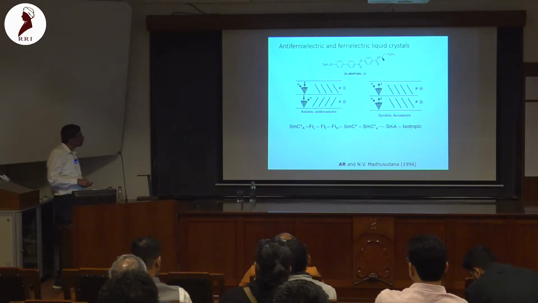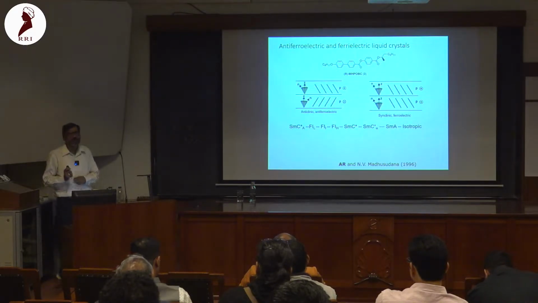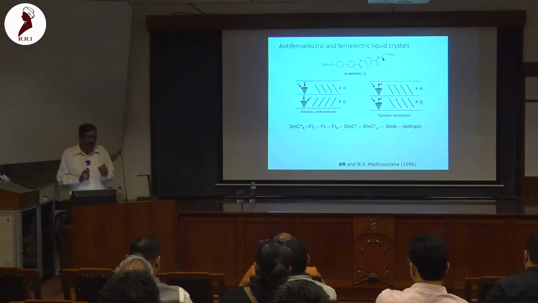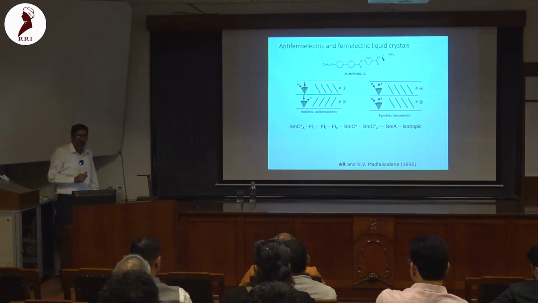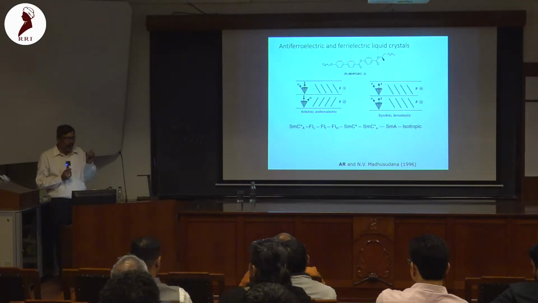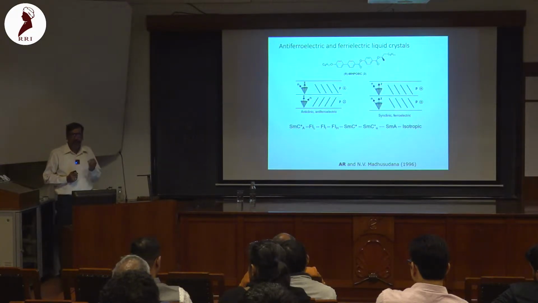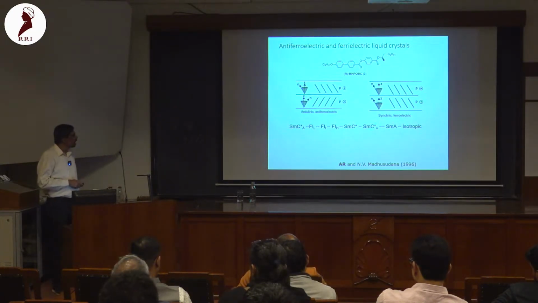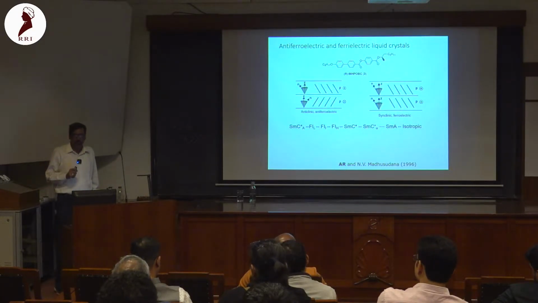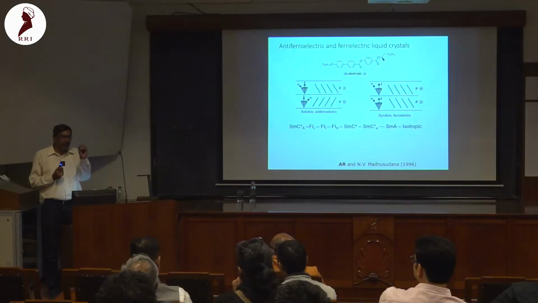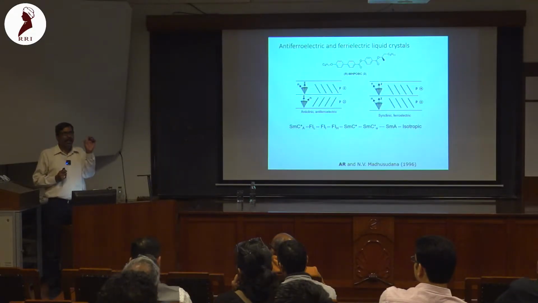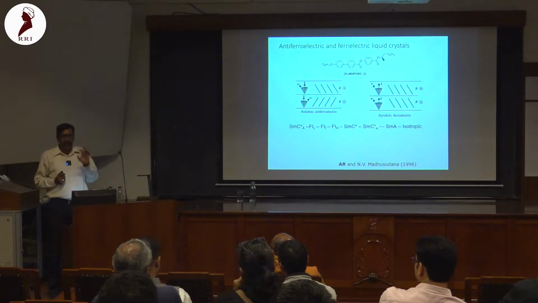And the transitions between these phases, most of them are weak first order. When you go from this phase to this phase, for example, and you do a study of heat transfer between the transitions, that's called latent heat. So you will see a small peak corresponding to the latent heat. This indicates that they are first order, because the peak is very small. So the latent heat is very small.